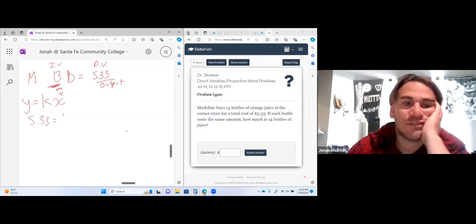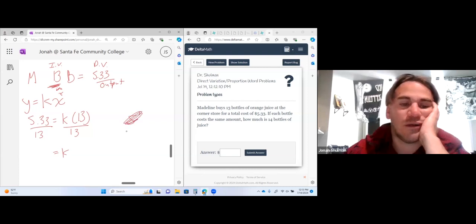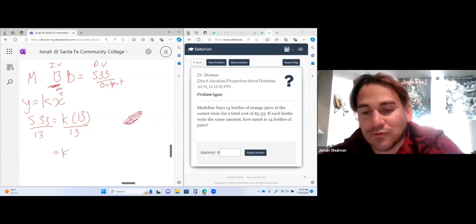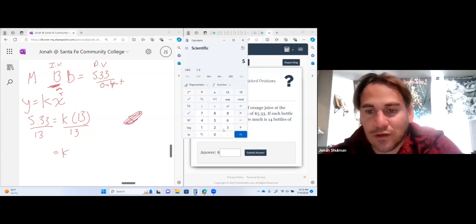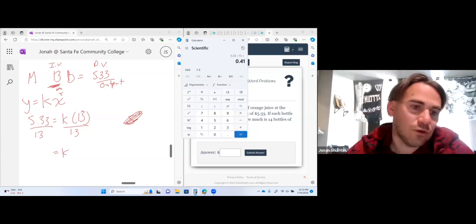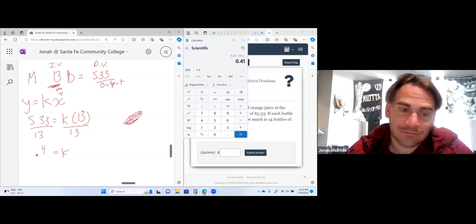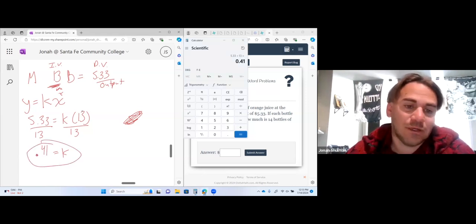But either way, $5.33 equals K times 13. You got to divide this by 13. It's really 5 and 1/3. I'll just put it in the calculator. We've seen enough mixed numbers. So 5.33 divided by 13. Our constant of proportionality is 0.41. We could have done it, but we stopped there.